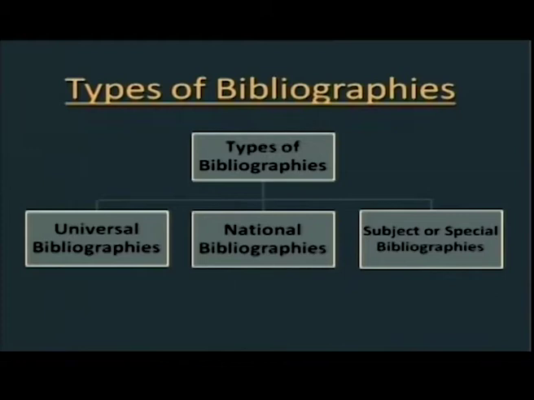Now, when we look at the different types of bibliographies, there are three major types into which they are classified. One of them is universal bibliographies, another is national bibliographies, and another is subject-specific or special bibliographies. We will see how these three categories are distinguished, and you should be able to understand the importance of each one of them when we discuss each one at length with some examples.